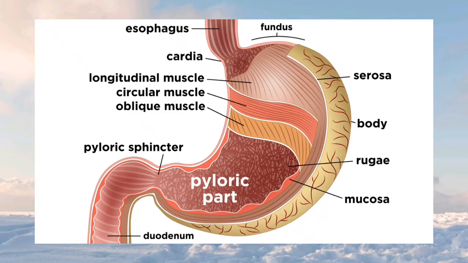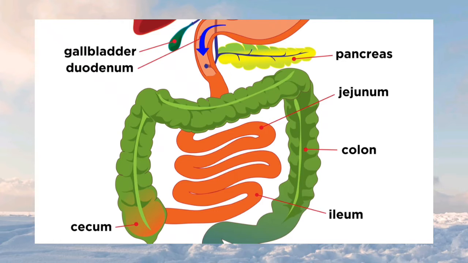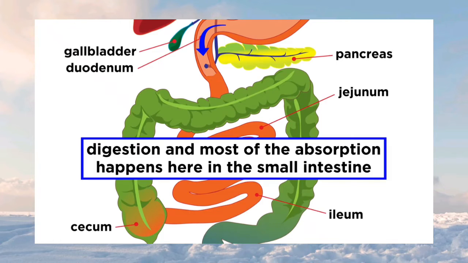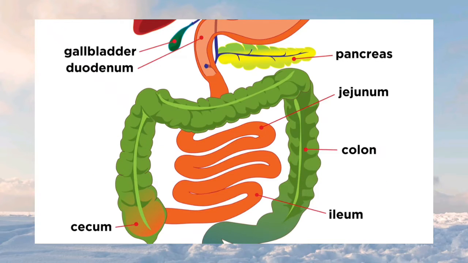The stomach narrows to form the pyloric part, made of the pyloric antrum and the pyloric canal, which ends at the pyloric sphincter, and then leads to the duodenum. Chyme travels through here into the small intestine. This is where digestion is completed and almost all of the absorption occurs. There are three sections, the first of which is the duodenum, followed by the jejunum and the ileum.